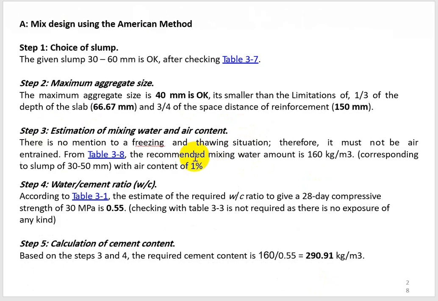So we go and fill this information in the relevant steps. So we have 160 and 1% air content. And for step 4, we have the water cement ratio.